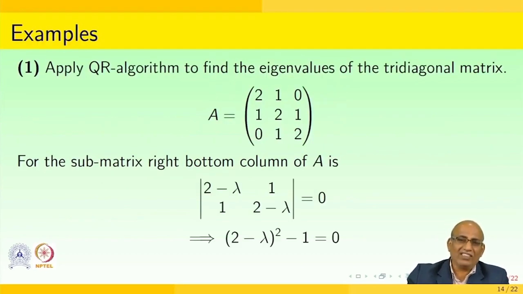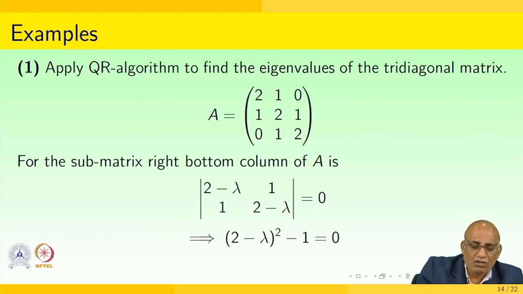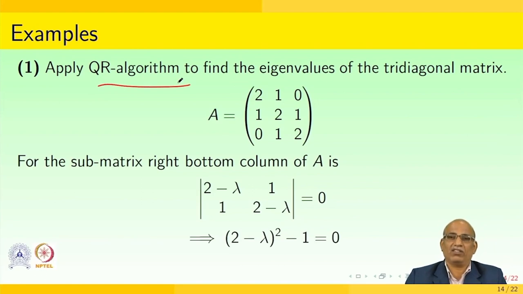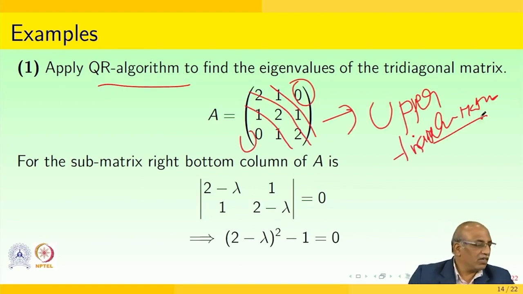So, let's see a very simple example in order to compute this method. Let us apply the QR algorithm to find eigenvalues of the tridiagonal matrix. So, it becomes an upper triangular matrix.